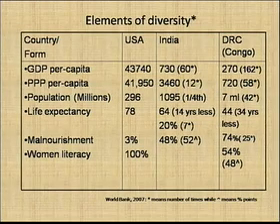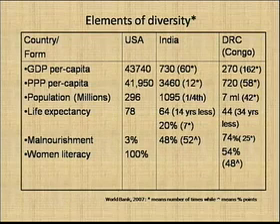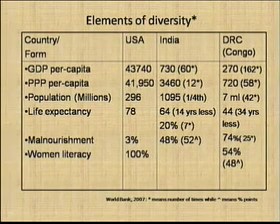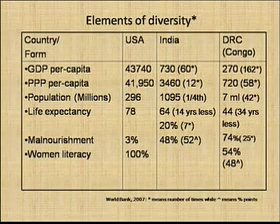One more element, malnourishment, malnutrition. USA, the ratio of people who are malnourished is only 3% of the total population. If you look at India, 20% of the population are malnourished. If you go to Congo, 54% of the population are malnourished. So this is the element of diversity which we have been looking at.